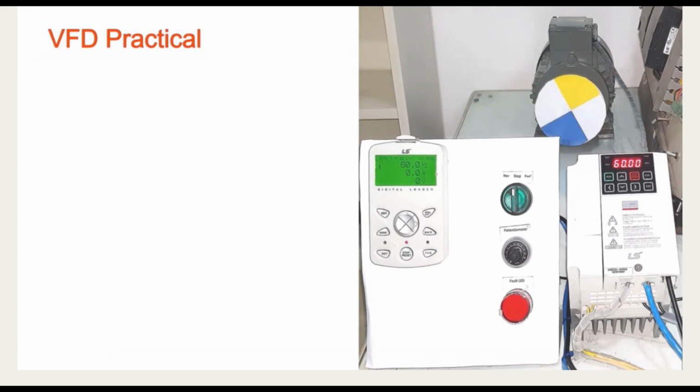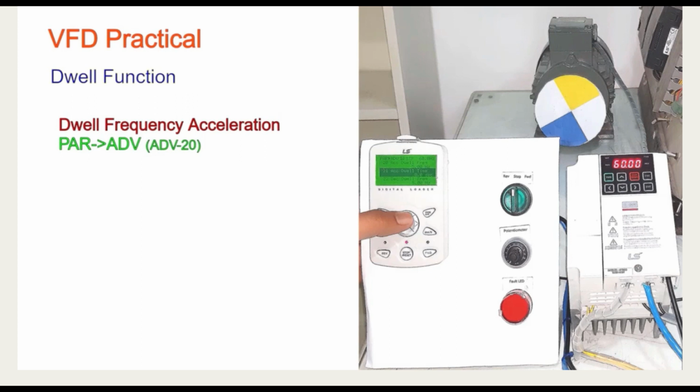I will perform practical of dual function. To do that, I will press mode and press right to get to ADV group. Next, I will scroll down to ADV number 20. We remember from last video that we need to define a level to hold the frequency.